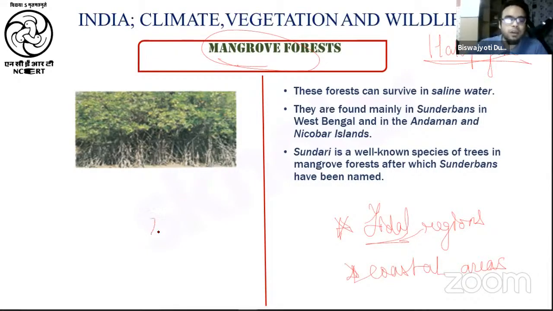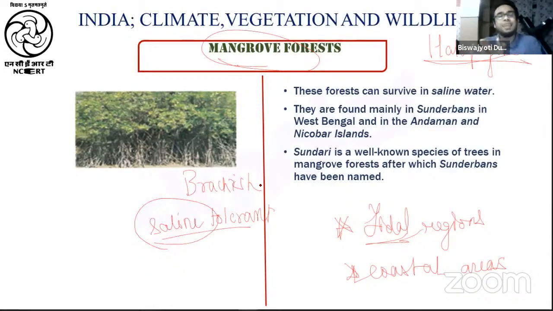Helophytic means what? The vegetation here is saline tolerant, meaning the vegetation will grow only in those areas which have saline water present in it, meaning brackish water, where your fresh water and your saline water mix. And in which areas do you think your saline water and your fresh water mix? It mixes in the coastal areas.